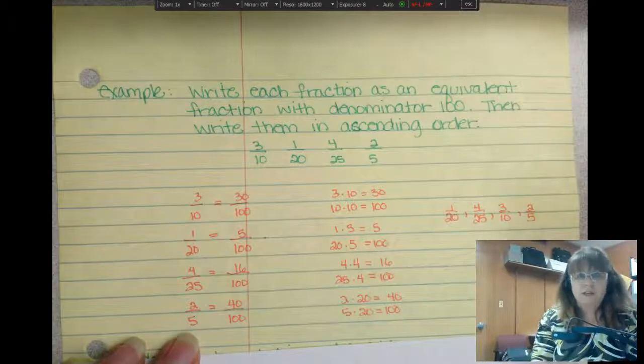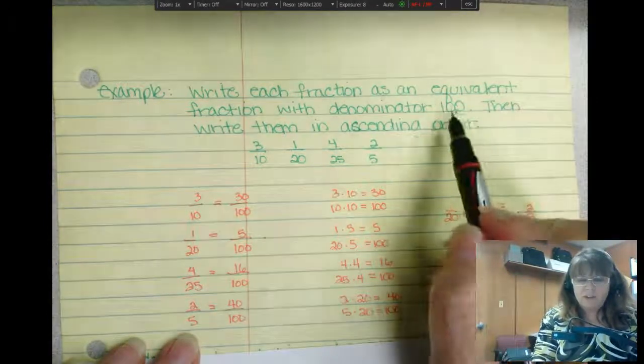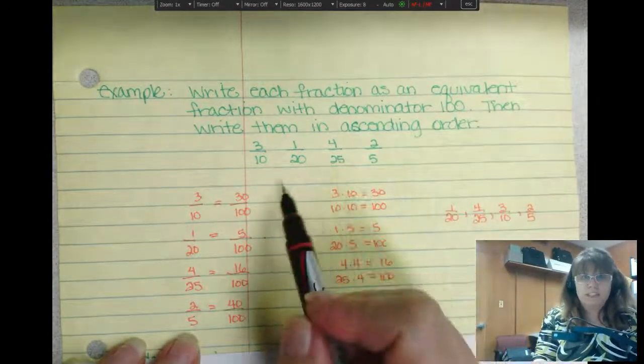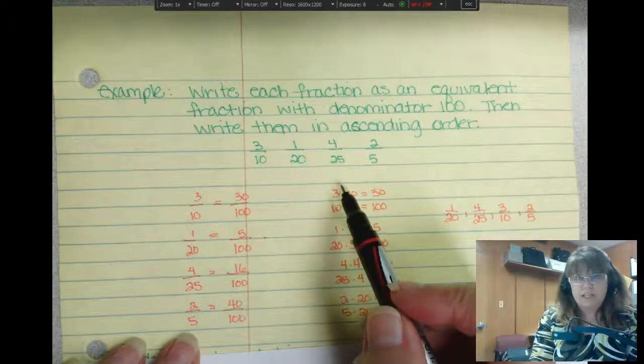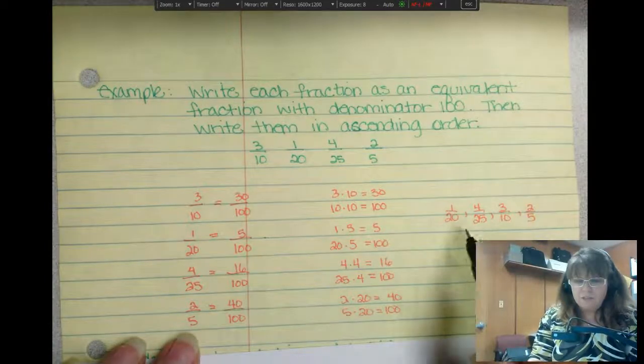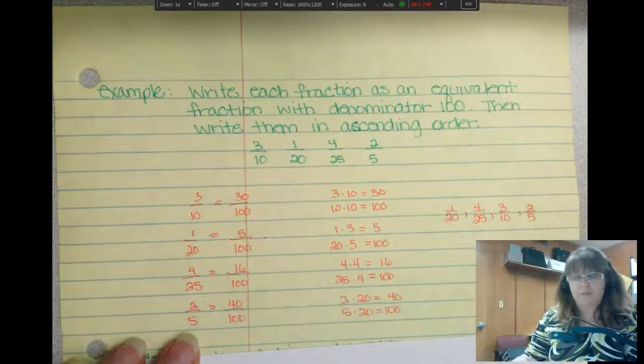Okay. Find the common denominator. This time we're giving you 100. Rewrite each of the fractions in its equivalent form with 100 as the denominator, and then put them in order from high to low.